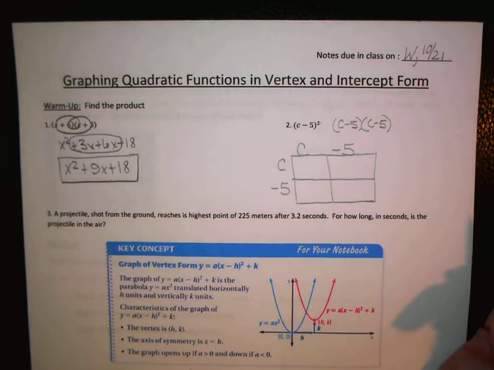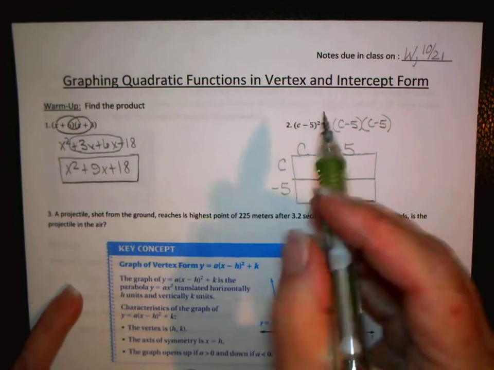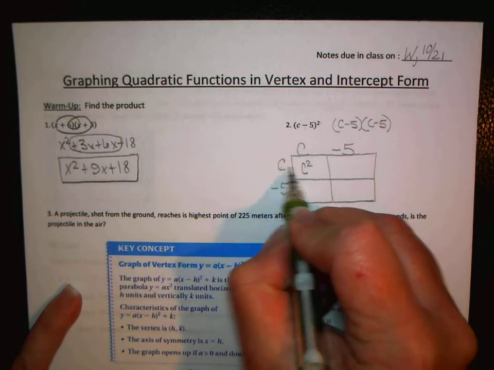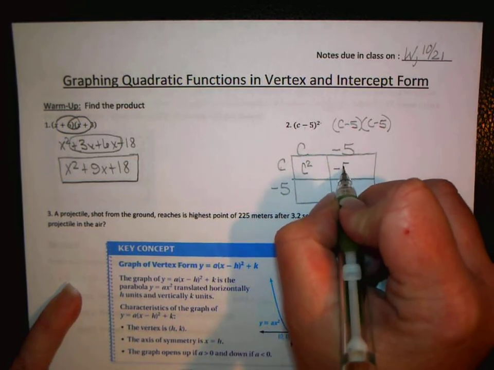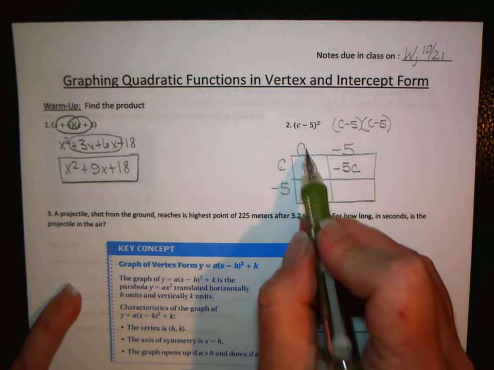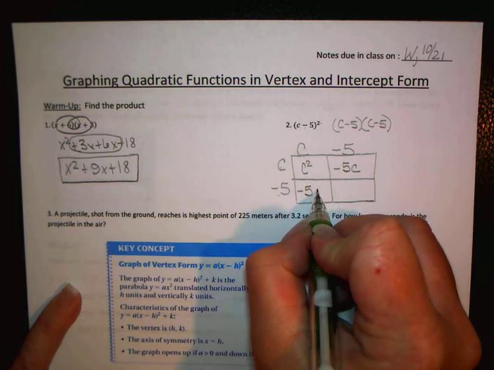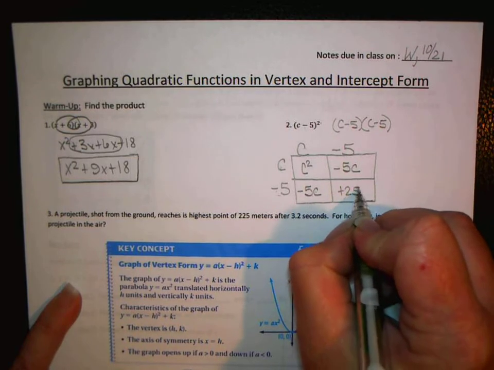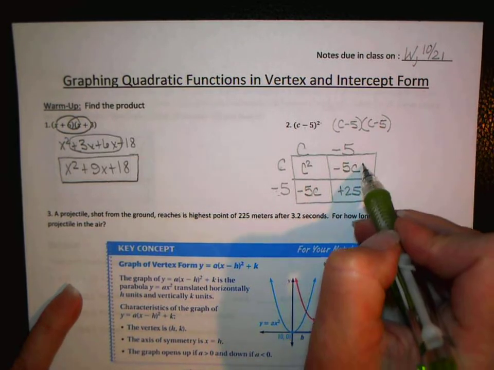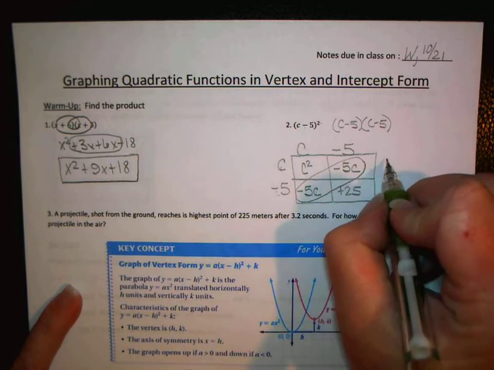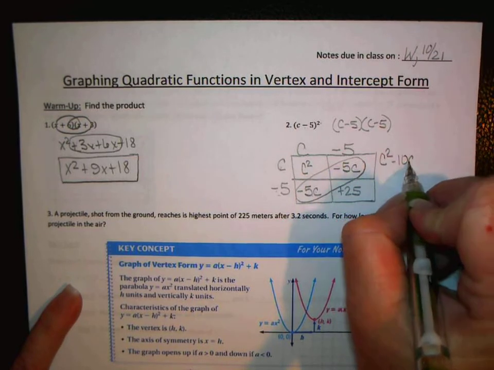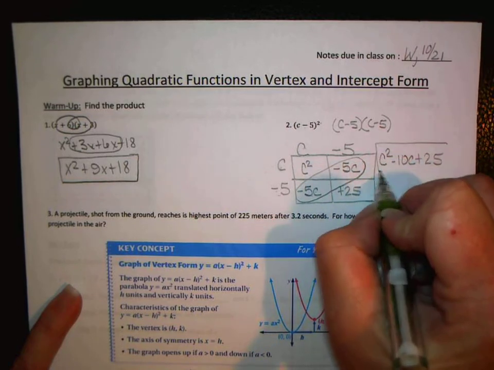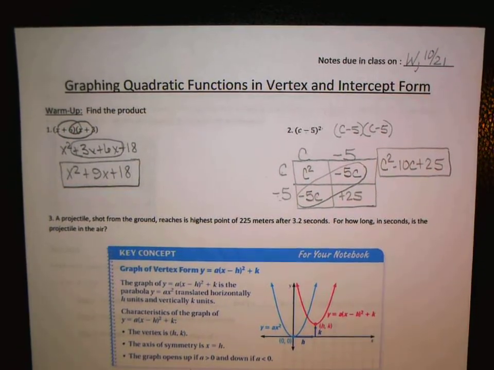So we basically are going to multiply together, and the solutions are going to go in the box. When you go c times c, you're going to get c squared. Then c times negative 5 is negative 5c, and then negative 5 times negative 5 is a positive 25. One thing that you will notice when you do the box method is that the diagonals will combine. So c squared minus 10c plus 25 is the solution for number 2. All right, let's move on here.